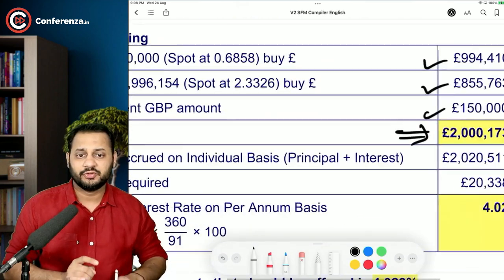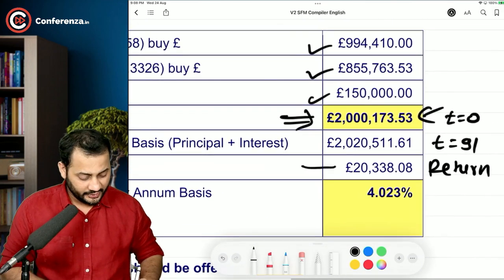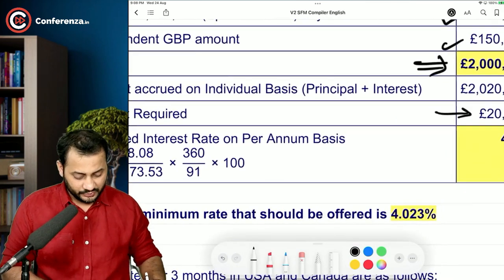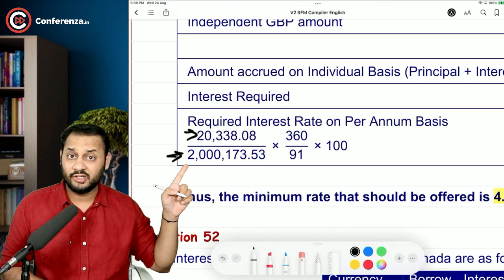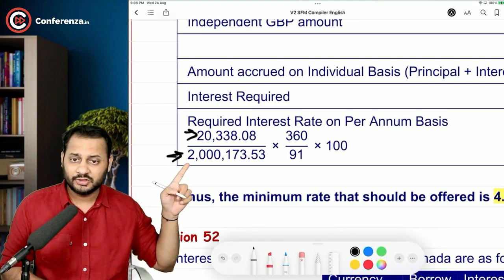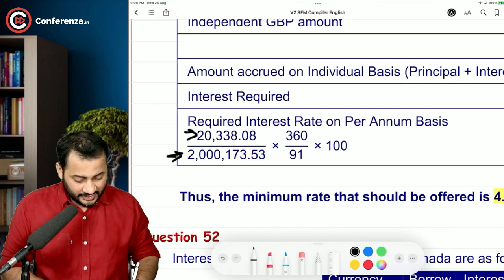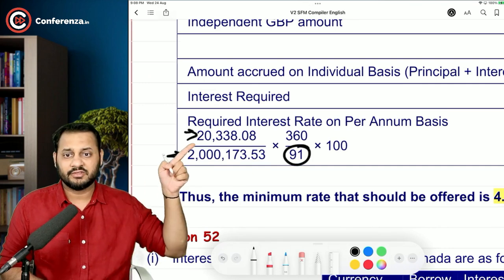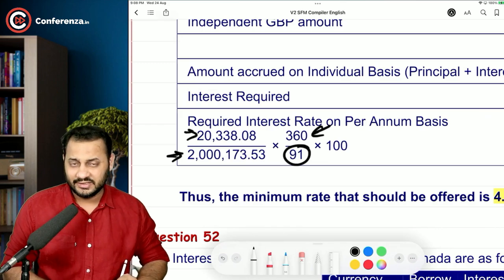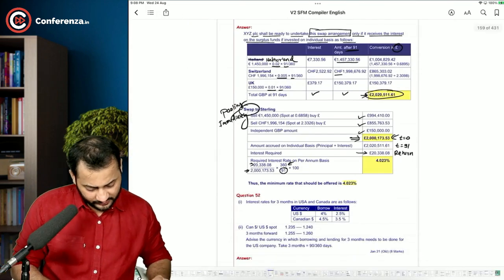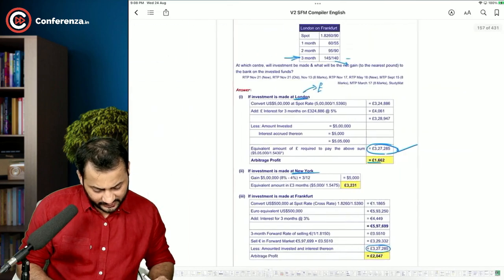And this option should give you a minimum return of 2338, on the amount that we are ready to invest today. This includes all the three amounts, and that is for 91 days. This return is for 91 days, converted back to 360 days. I think the number of days was not given in this question. We can take 365 as well.